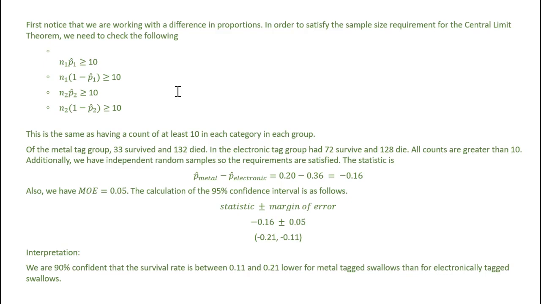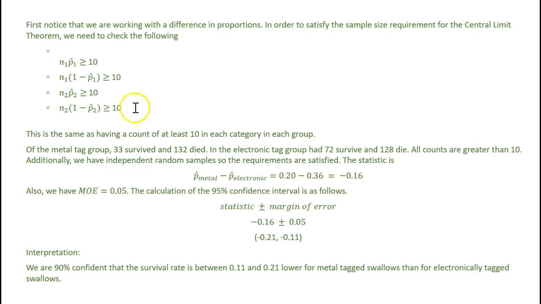Our interpretation of our confidence interval here will be that we are 90% confident that the survival rate is between 0.11 and 0.21 lower for metal tag swallows than for electronically tagged swallows. Notice here, by the use of the word lower, we're accounting for that negative sign that we saw in the interval.